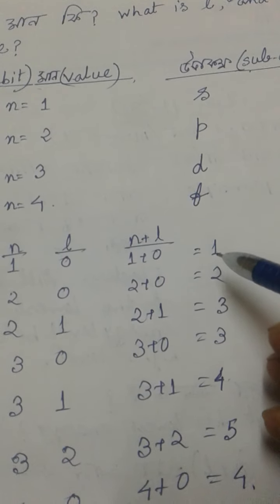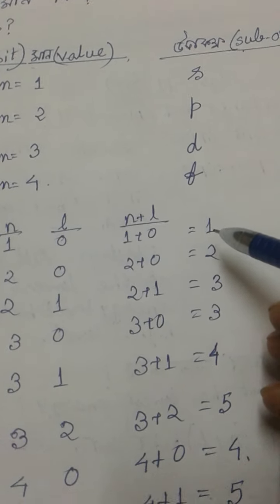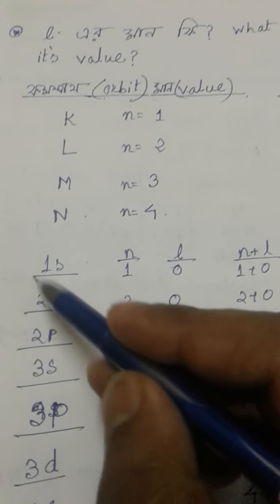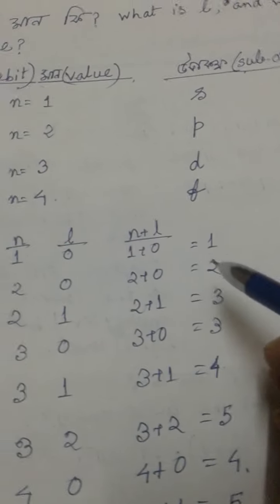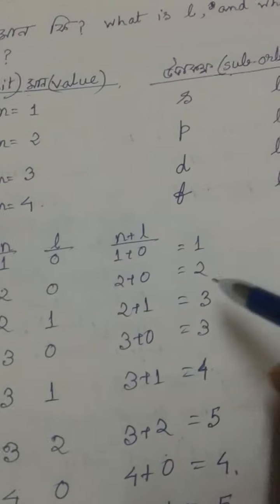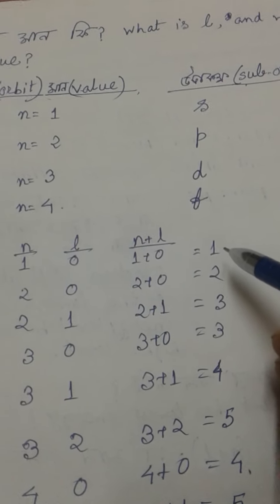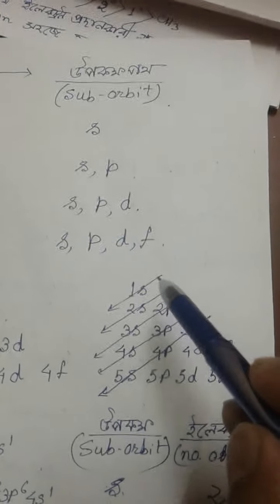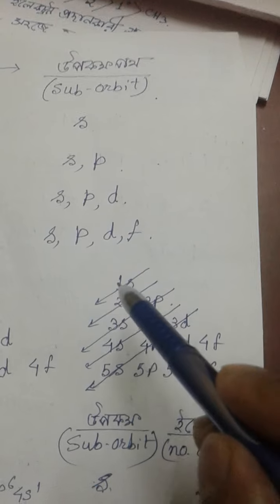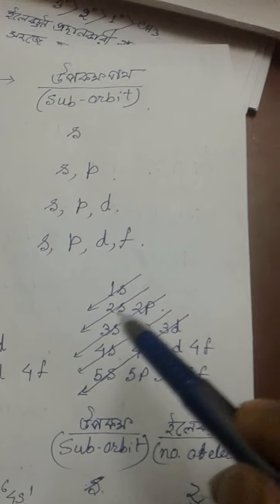Now we can say the n plus L is lower for 1s, so it is filled by electrons first, then followed by 2s, because it has a higher n plus L value than 1s. So 1s is filled by electrons first, then followed by 2s.